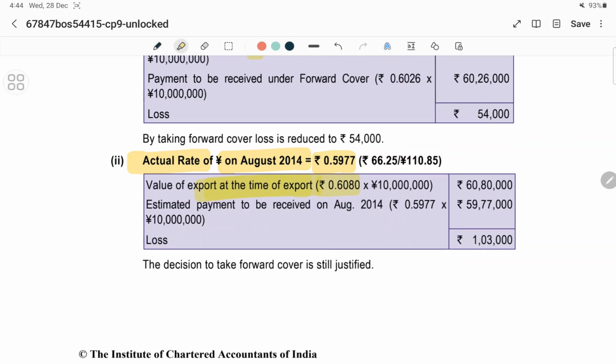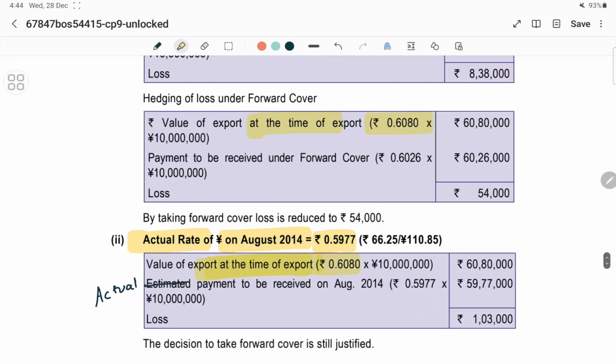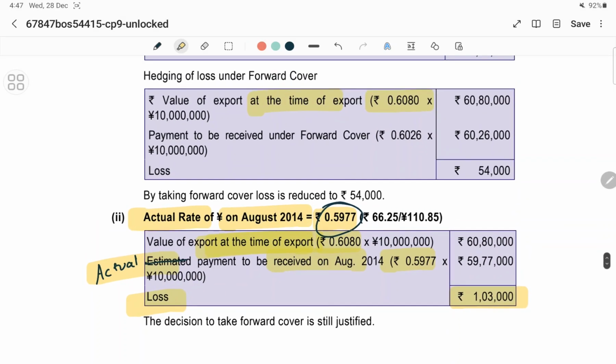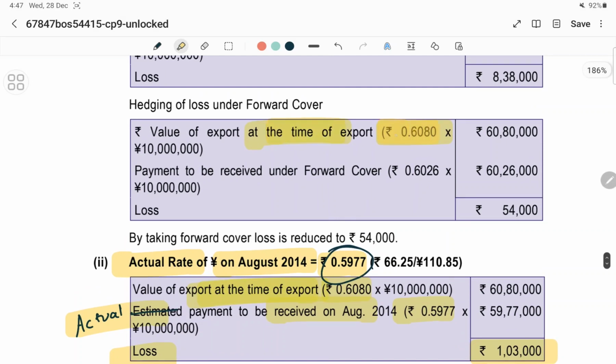This is the actual rate, not estimated. You can cancel this, the actual, because they have given the actual rate in the question. This is the final rate. Estimated was this one. So the actual payment received in August would be this 0.5977, the rate which we just calculated. Then when you do the difference, you get a loss. The loss is 1,03,000.